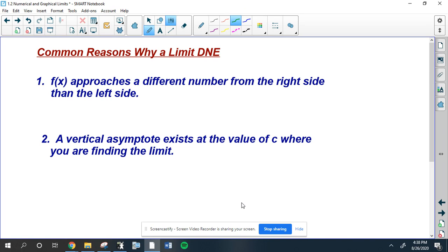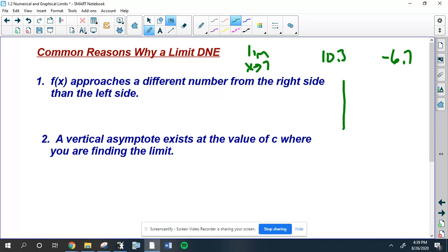So numerically, say you're taking the limit of something as x approaches, whatever, 7. And when you plugged in 6.99, you got 10.3. And when you plugged in 7.01, say you got a value of negative 6.7. Those are obviously different values, so the limit wouldn't exist.